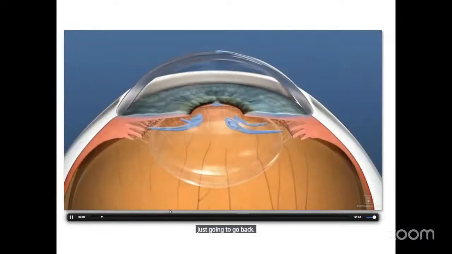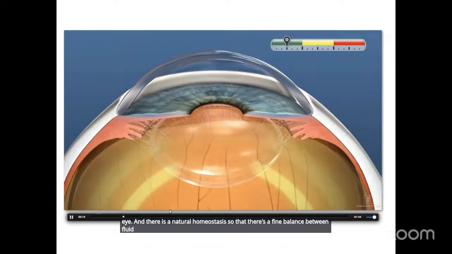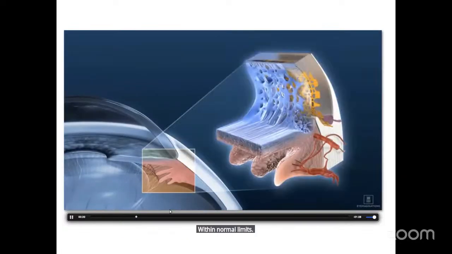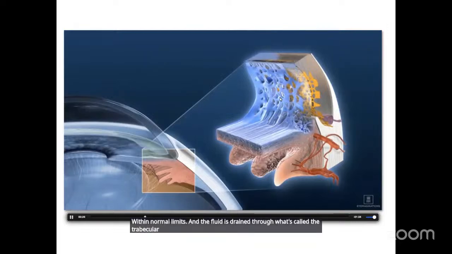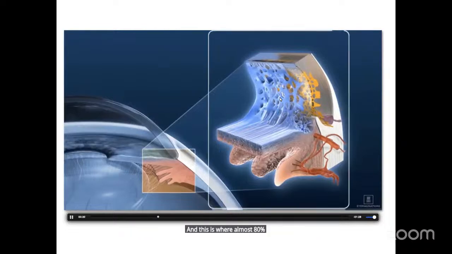So fluid is produced in the eye, drains out of the eye. And there is a natural homeostasis, so that there's a fine balance between fluid production and fluid drainage, so that keeps the pressure within normal limits. And the fluid is drained through what's called the trabecular meshwork, which is the internal drainage system of the eye. And this is where almost 80%, so the majority of fluid, drains out of the eye.